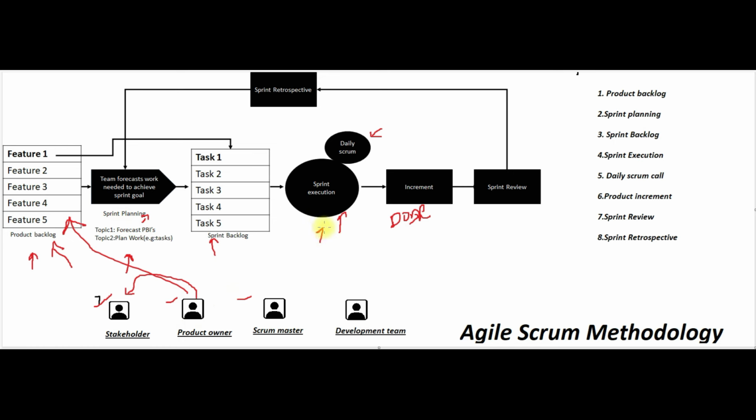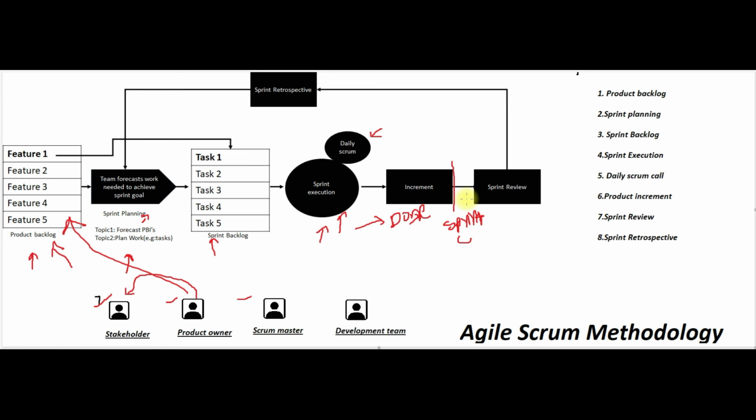In the sprint execution step, the development team works on the different tasks, and when all the tasks in the sprint are completed, the sprint status will reach done. Once it reaches done, it means the product increment is happening. So once this stage is completed, that means the sprint is completed. Then sprint review.